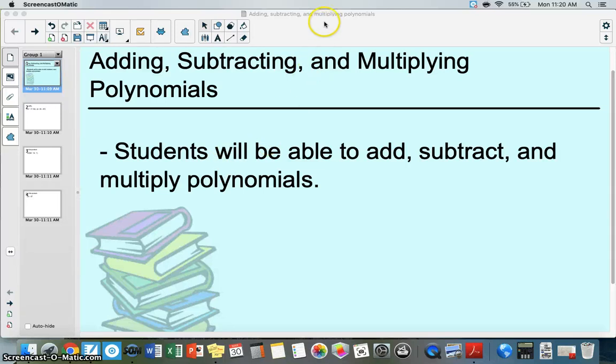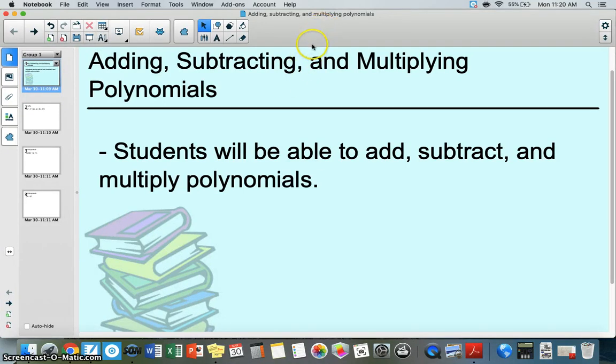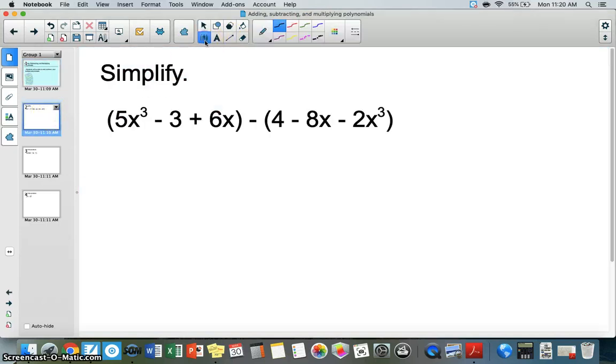In this video, we're going to do a review over adding, subtracting, and multiplying polynomials. Alright, so first problem tells us to simplify, and I have this polynomial, which is actually a trinomial, minus this trinomial. Okay, and adding and subtracting polynomials are going to be very similar.